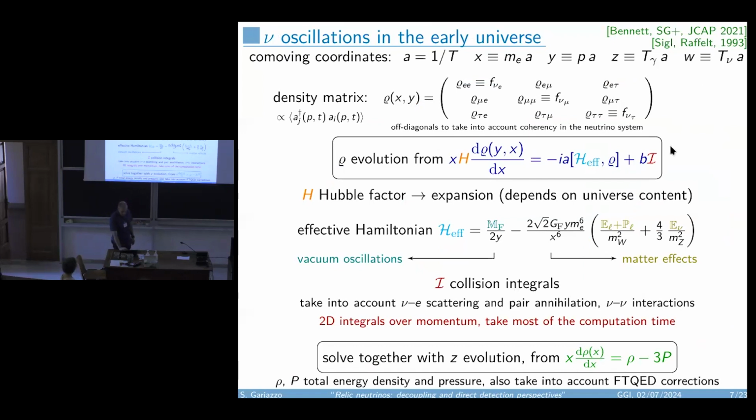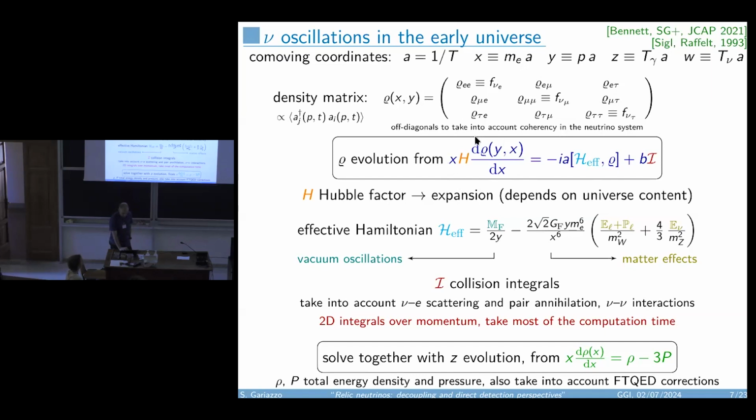The density matrix is this one. You see that it contains on the diagonal elements the momentum distribution function of the 3 neutrino flavors. The off-diagonal elements instead represent the coherency of the neutrino system. And they are particularly important when we take into account neutrino oscillations. So the evolution of the density matrix as a function of this comoving variable, which represents basically the scale factor of the universe, and the comoving neutrino momentum, can be described by a set of equations which is represented here.